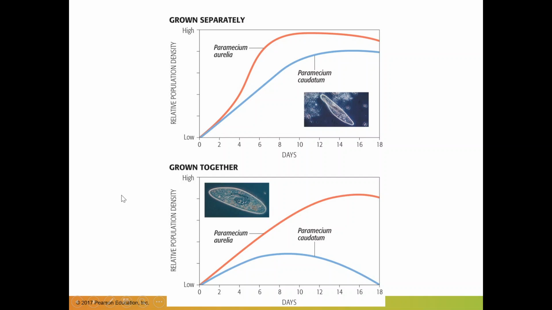And so you can see this here. If they're grown separately, these two different parameciums, we have Aurelia and Caudatum. Aurelia grows like this, Caudatum grows like this. Now, Aurelia is a better competitor. If you grow them together, Aurelia does better, and Caudatum eventually is forced to extinction. But look at the curve of the Aurelia. While Caudatum is still high, it doesn't go up as fast, and it takes longer to get to that high level, and that high level is only obtained after the Caudatum is gone.